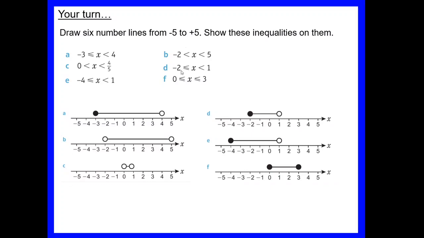D then, -2 is going to have a full circle and 1 a hollow circle. There we go, our line in between. For E, -4 is going to have a full circle, 1 a hollow circle, this one here. And for F, they've both got equal signs, so 2 filled in circles, 1 at 0 and 1 at 3 with our line in between. So check your answers, make sure you're happy with whether your circles are full or hollow and that they're above the appropriate numbers with that line in between.